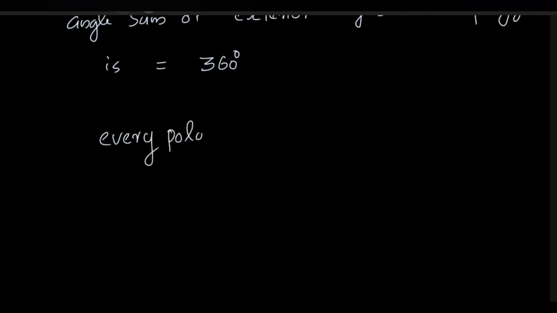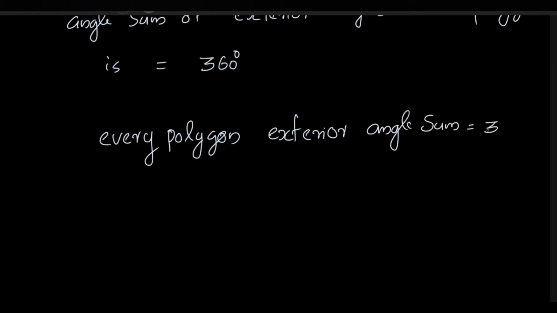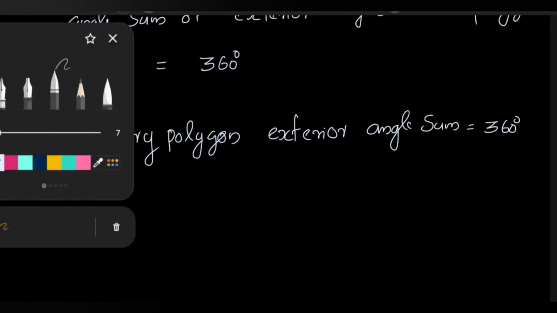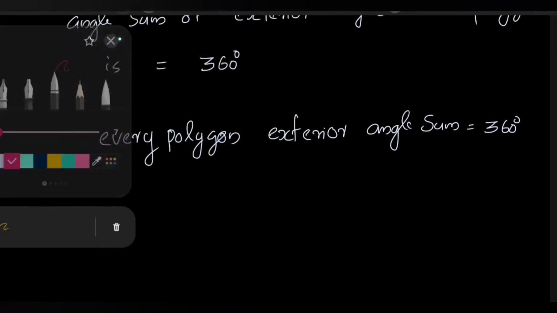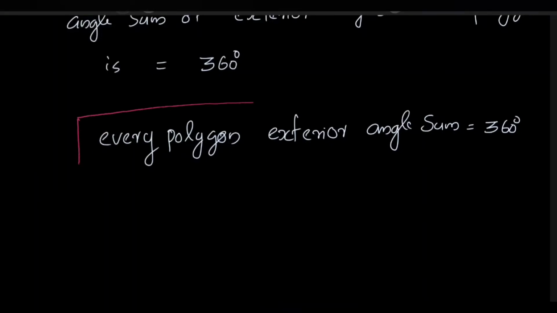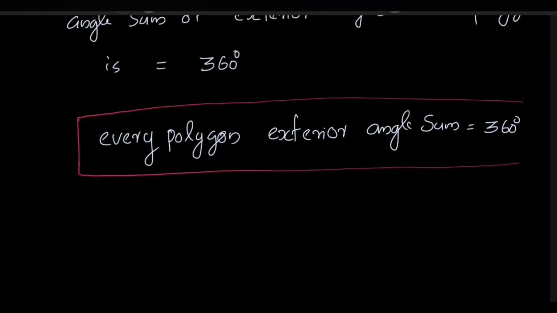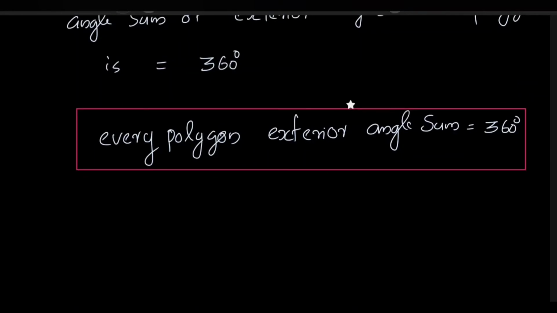For every polygon, the exterior angle sum is equal to 360 degrees. For every polygon it is 360 degrees. It will not change under any circumstances.